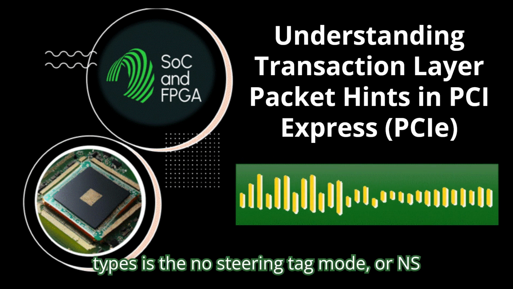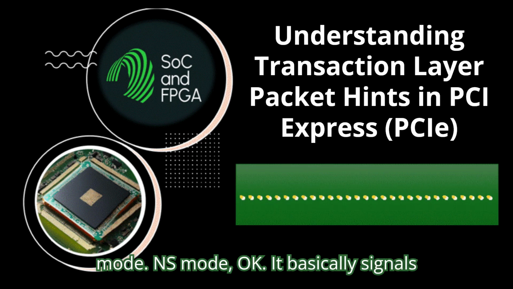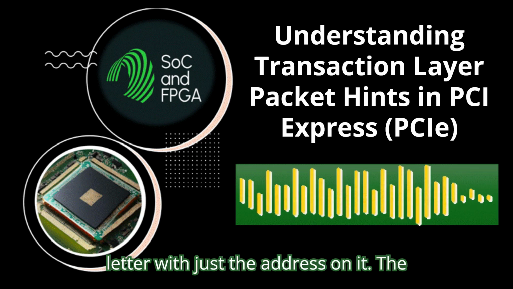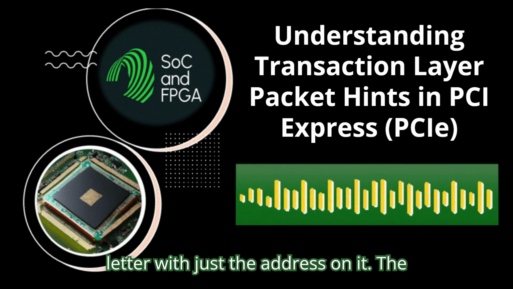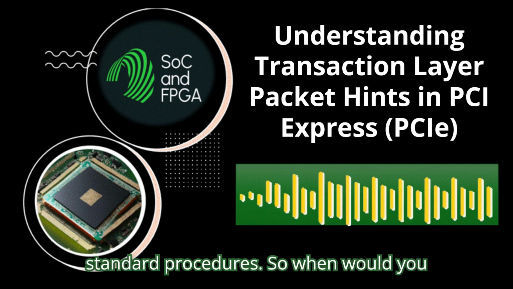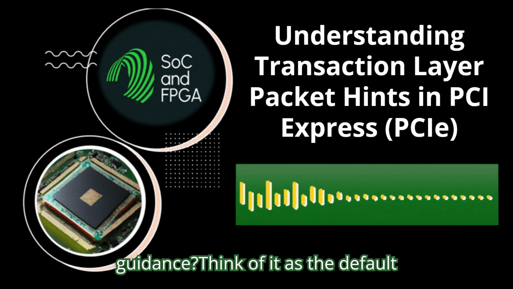One of the most common types is the no steering tag mode, or NS mode. NS mode, okay. It basically signals that there's no special steering information needed. It's like sending a letter with just the address on it. The Postal Service will handle it using their standard procedures. So when would you use NS mode if there's no specific guidance? Think of it as the default setting.